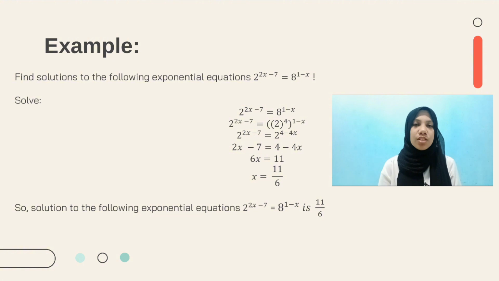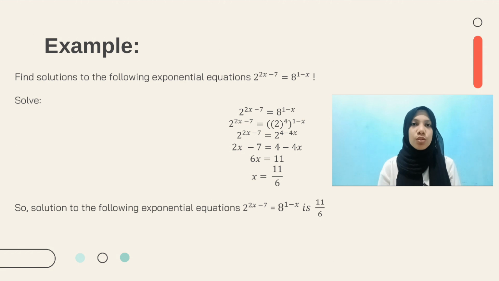Example: find the solution to the following exponential equation. 2 to the power of 2x minus 7 is 4 to the power of 1 minus x.